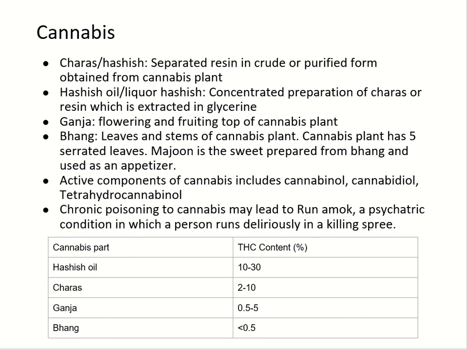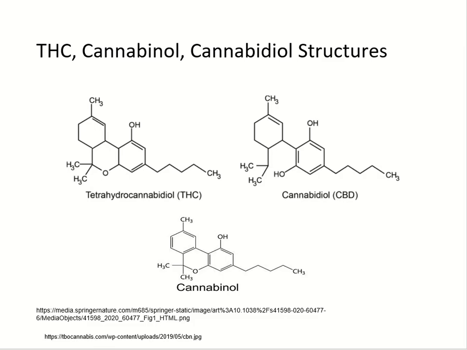So the cannabis part and the THC content in percentage are given in this table. Hashish oil contains 10 to 30% of THC. Charas contains 2 to 10% of THC. Ganja 0.5 to 5%. Bhang less than 5%, 0.5%. The structures of THC, cannabinol and cannabidiol.